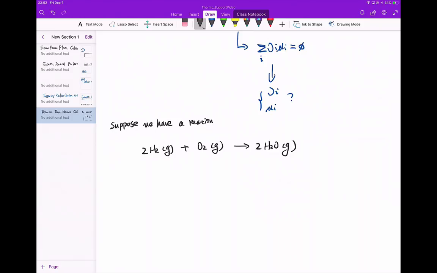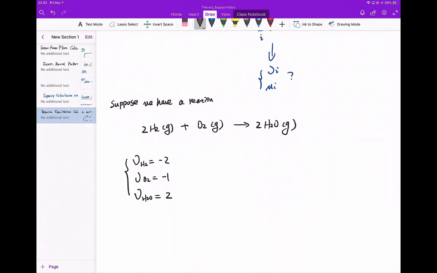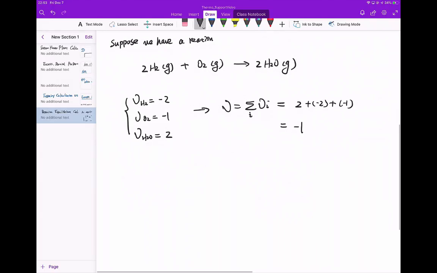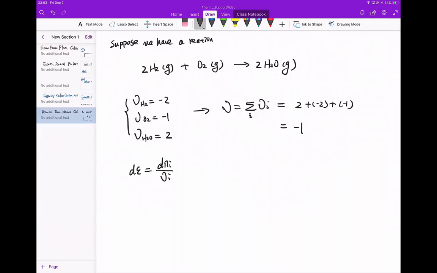There we can see that for nu H2, it's the reactant, so this is a negative 2 value. Nu oxygen is also one of the reactant, which is negative. For the product, which is water, we are going to have positive. From there, we can also calculate the nu stoichiometry value of the reaction as the summation of this nu i. Then this is 2 plus negative 2 plus negative 1, which should be negative 1, right?